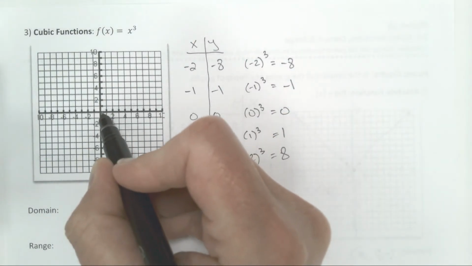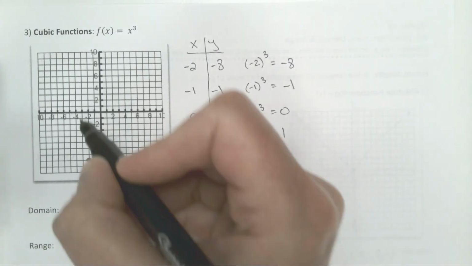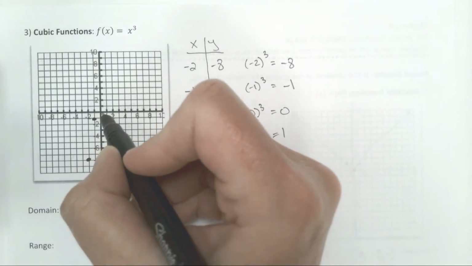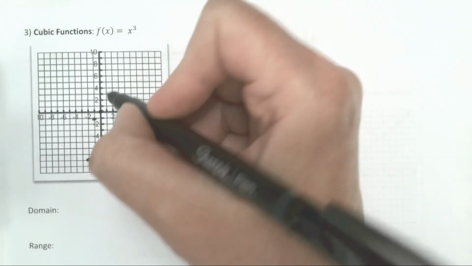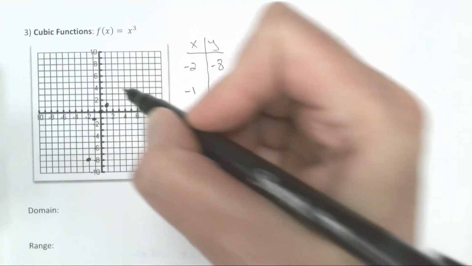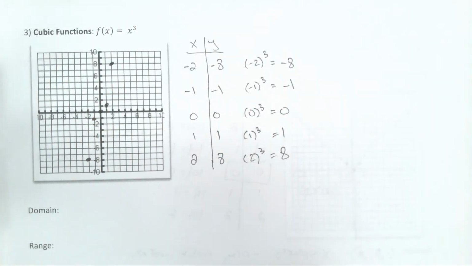So we always start at the origin. I'm going to go left 2 and down 8, plot a point. Left 1, down 1. 0, 0 is at the origin. 1, 1 is right 1, up 1. And 2, 8 is right 2, up 8.